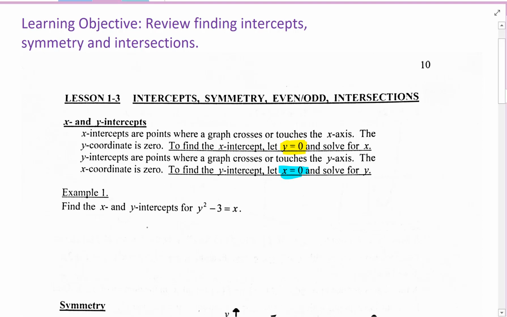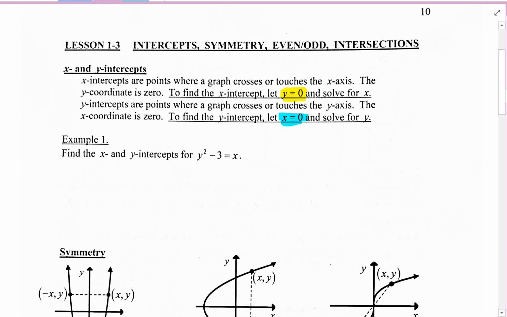All right, find the x and y intercepts for y squared minus 3 equals x. To find the x-intercept, I will plug in 0 for y. 0 squared minus 3 is just negative 3, so x is negative 3. For intercepts, always write your answer as a point, an xy point. So our x-intercept is negative 3, comma 0.